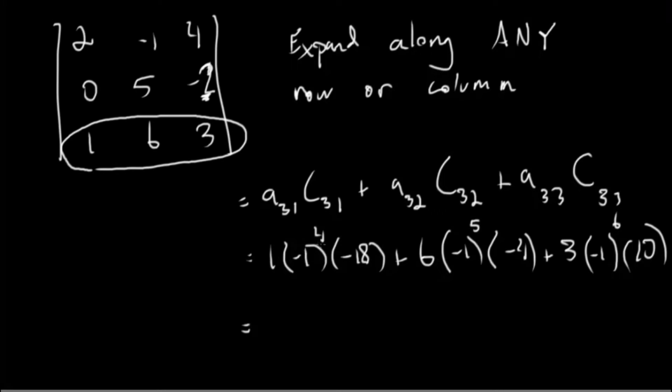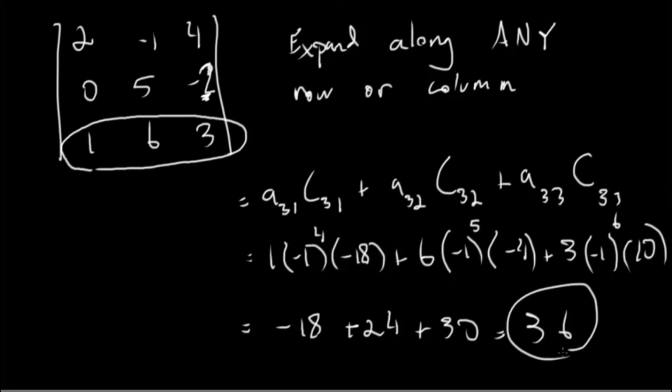1 times -1 to the 4th times -18, that's just -18. 6 times -1 to the 5th times -4, that's going to be a plus 24. And then over here we have 3 times -1 to the 6th times 10, that's a positive 30. And then we have a -6 here. A positive 6 and a 30, that's 36. There is our answer. The determinant of the 2, -1, 4, 0, 5, -2, 1, 6, 3 matrix is 36.